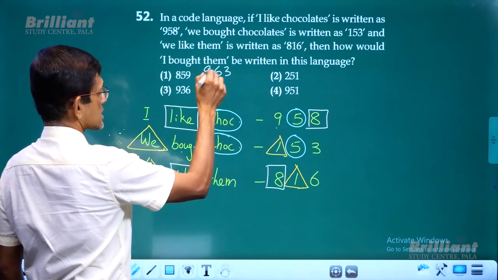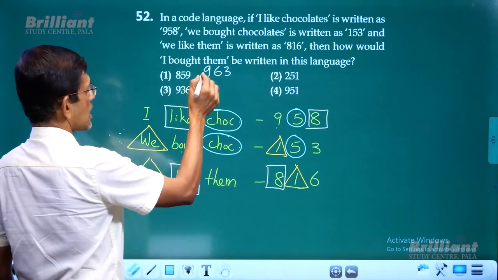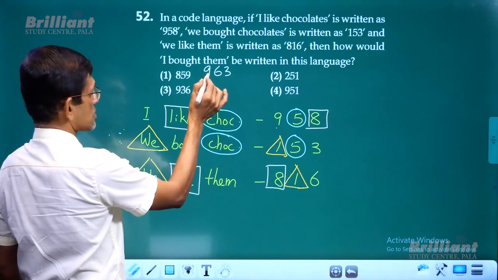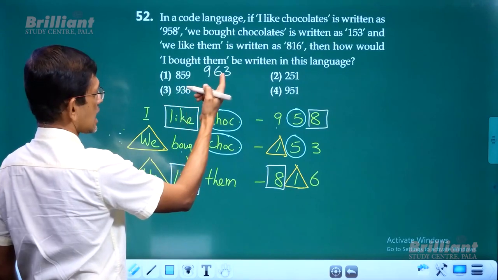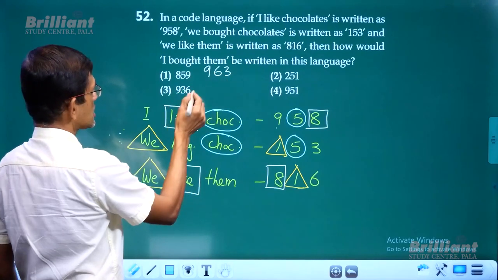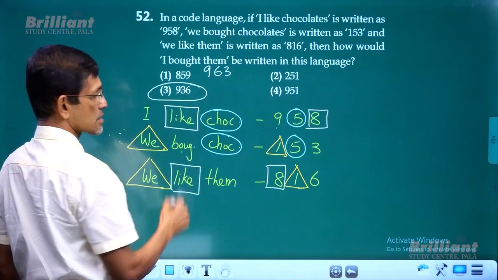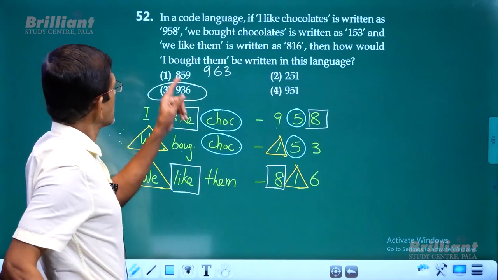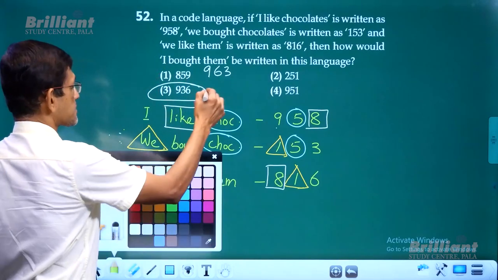So 9, 6, 3, or 3, 6, 9. Doesn't matter, or 9, 3, 6. Any order. These numbers are in any order. So when you look at 9, 3 and 6, or 9, 6 and 3, these are the letters we have. 9, 3, 6. So that's the code for I bought them. All right, so we got the answer for that question.